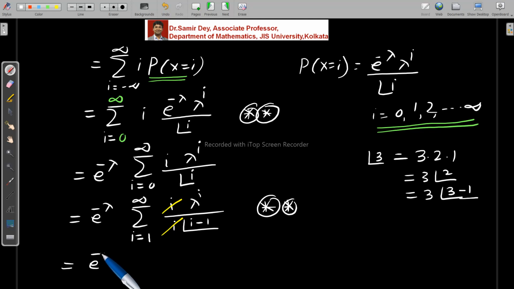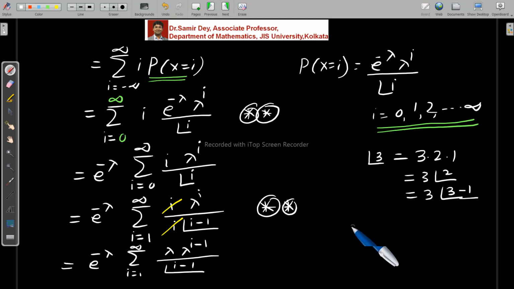So e to the power minus lambda, summation i equals 1 to infinity. Here you can see in the factorial you have i minus 1. So I should write lambda, lambda to the power i minus 1 by factorial i minus 1. Is it clear? Here I am writing this because our objective is to rewrite it in terms of i minus 1.